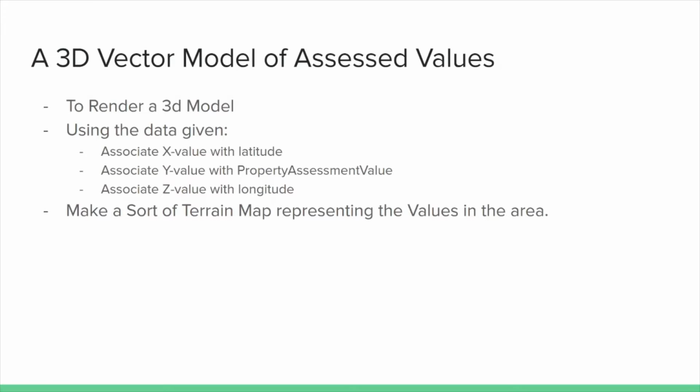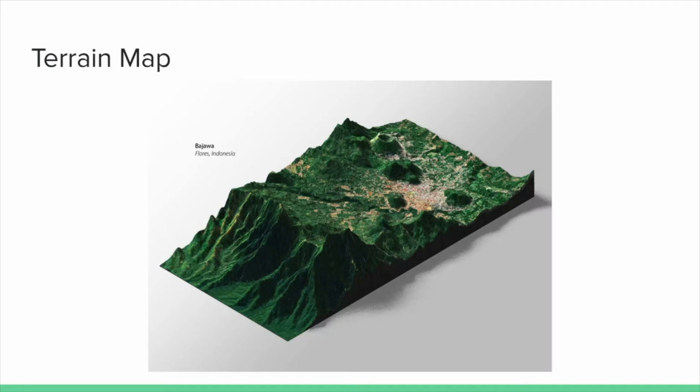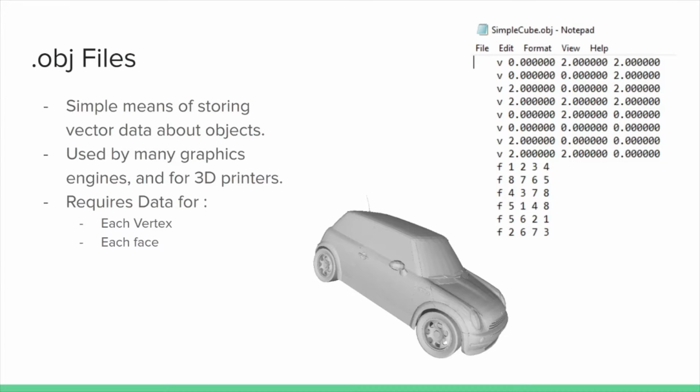We wanted to make a 3D model of the assessed values. To do this, we associated the data given, the x value and the z value, with the longitude and latitude, and then the y value with the property assessment value. We sought to make a sort of terrain map that would represent the distribution of the data, so you could get a real physical sense for where the highest values were and how they were distributed.